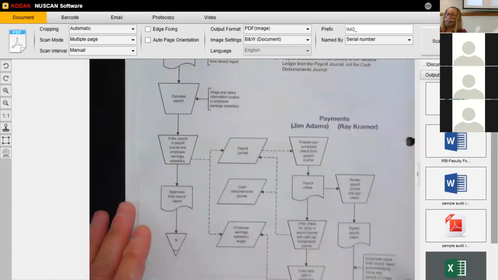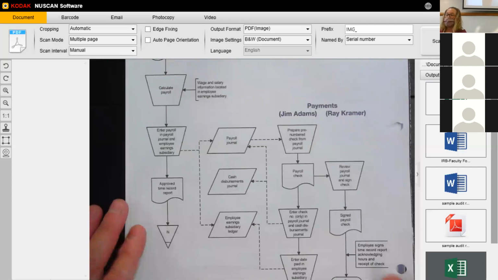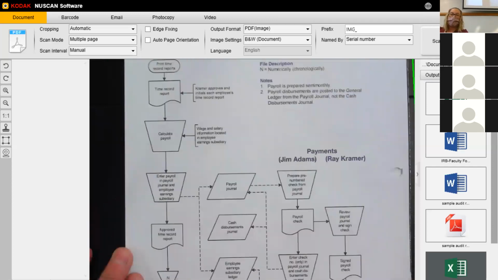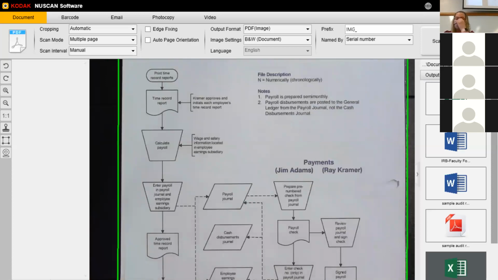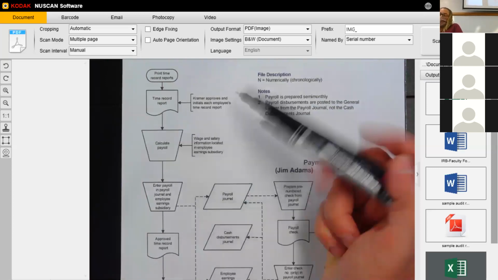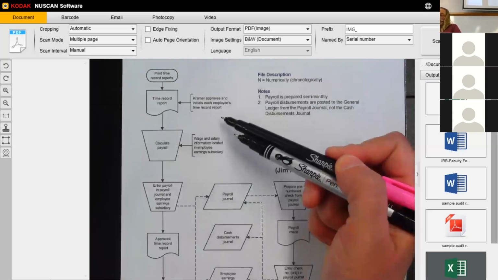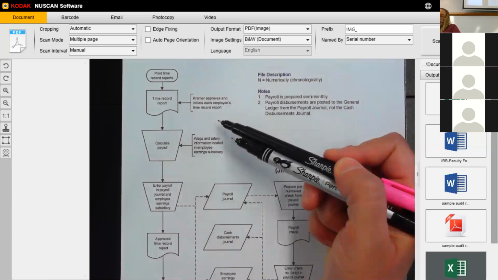So we start with Jim Adams is the timekeeper. We start with him printing the time record reports, which he has for himself and Nancy. And we've got a note here that Kramer approves and initials each employee's time record report.